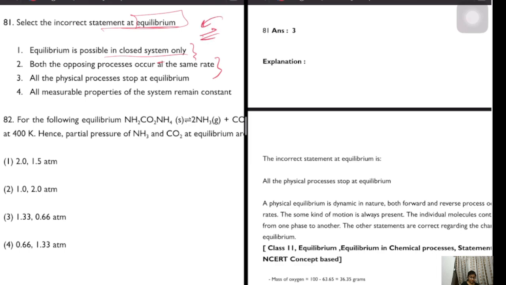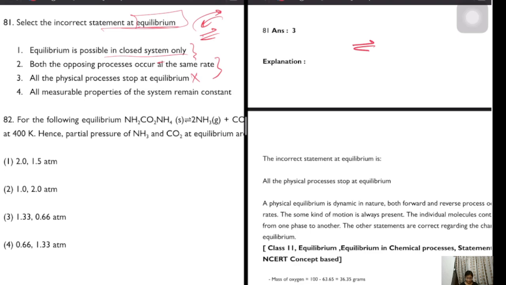Because if they are processing at the same rate, only then can we achieve equilibrium. Then all the physical processes stop at equilibrium. This is wrong. I'll tell you why. All the measurable properties remain constant, yes. See, the equilibrium never stops. It just undoes the changes that are done.